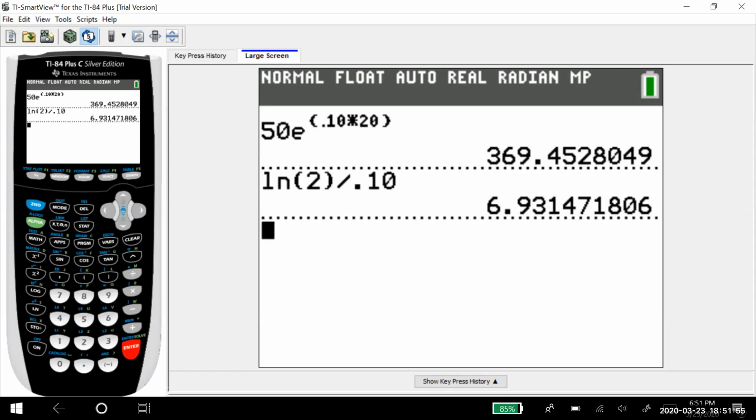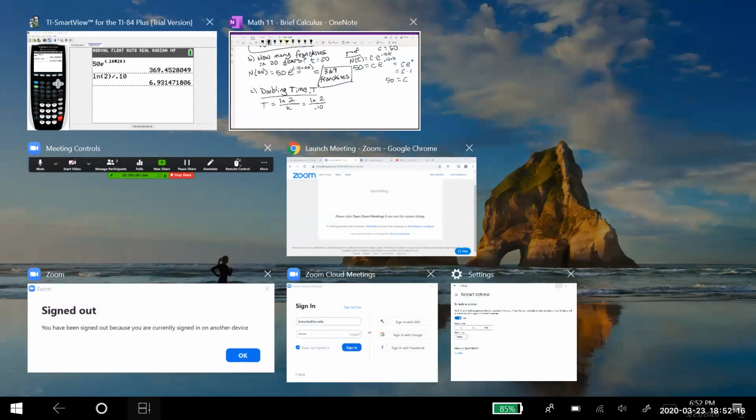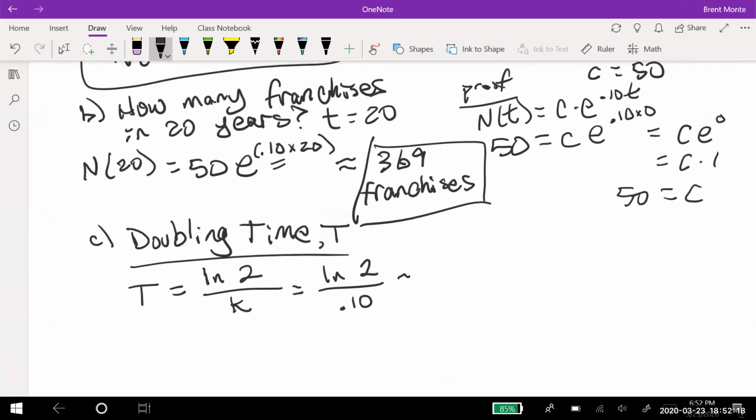So about 6.9 years. Now notice that's not 6 years and 9 months, it's 9/10 of a year. So it can't be months because obviously there's 12 months in a year. If you wanted to know how many months it is, you could multiply that 0.9 by 12 months and get it closer to the month. We'll just leave it at 6.9 years. So doubling time approximately 6.9 years.